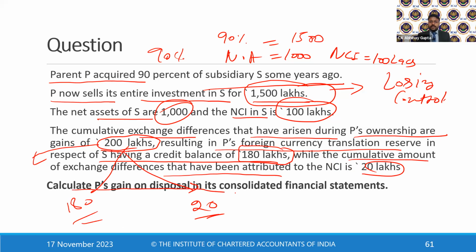Calculate P's gain on disposal in its consolidated financial statement. So while preparing the consolidated financial statements after the disposal, what would be the gain or loss on the disposal in the consolidated financial statements that we need to calculate. Fine. Facts of the question are clear, I hope.